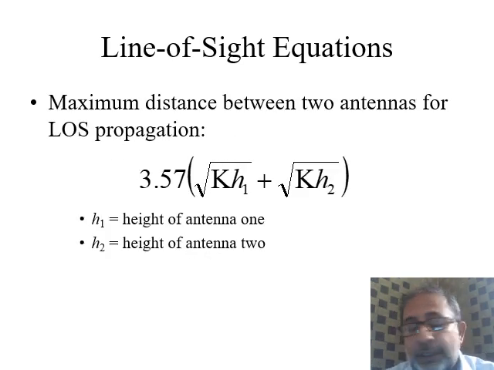While keeping in view two antennas, with first of height h1 and the second of height h2, the maximum distance that can be achieved with these two heights is 3.57 into under root k into h1 plus under root k into h2, and that's all. Where h1 is height of the antenna 1 in meters, and h2 is the height of antenna 2 in meters.